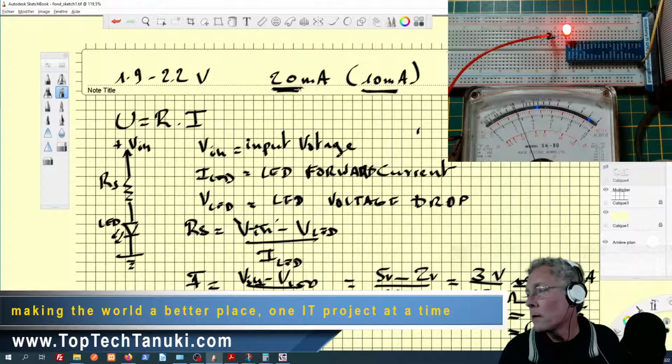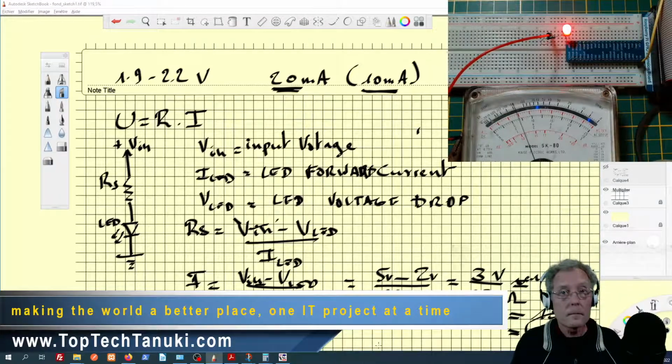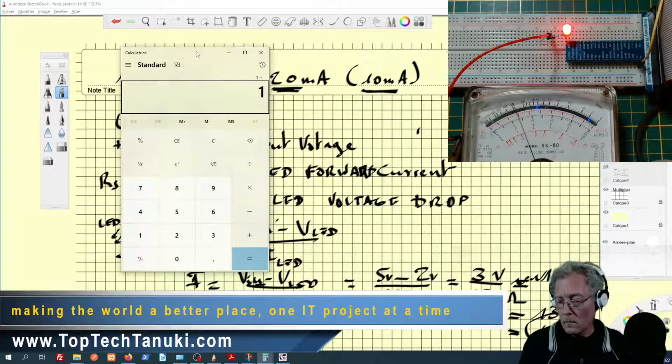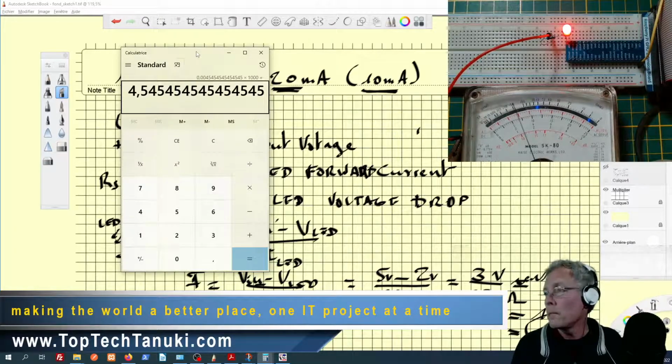What would happen if I take 3 volts? If I take the 3 volt output from the Raspberry here, minus 2 volt, is 1, over 220, it would be about 4.5 milliampere.